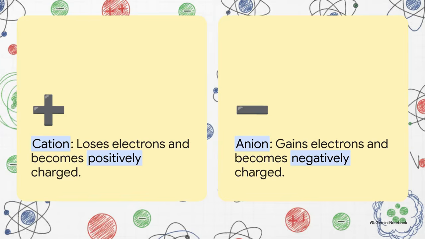So this creates 2 very distinct types of ions. Think about it. If an atom loses one of its negative electrons, it now has more positive protons than negative electrons. This makes it a positively charged ion, which we call a cation. On the flip side, if an atom manages to grab an extra negative electron, the negatives win the tug of war. The atom becomes a negatively charged ion, and we call that an anion.